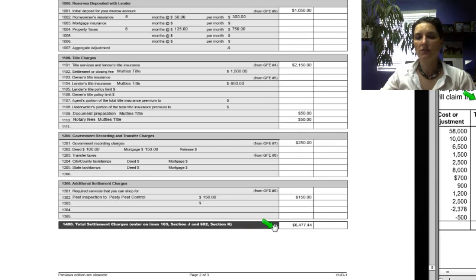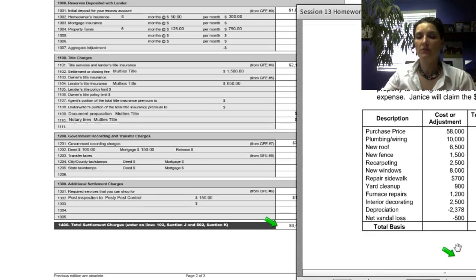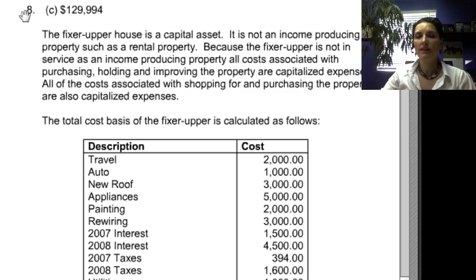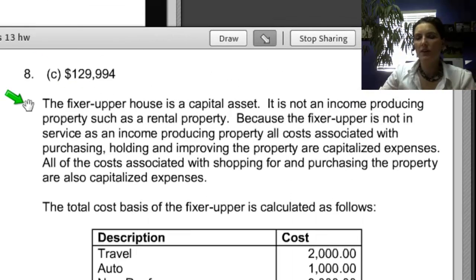And you will see here that the total of all of these miscellaneous fees comes up to $6,477.44. But again, we don't take that total amount and say, oh, that adds to basis, or oh, that's deductible. We have to look at what the components are and separate those out. And here is the correct answer. The correct answer is C, $129,994. And here is how we calculated our answer for Jack Russell.